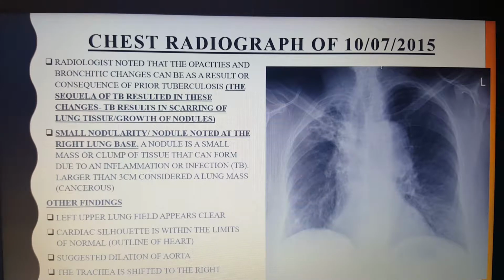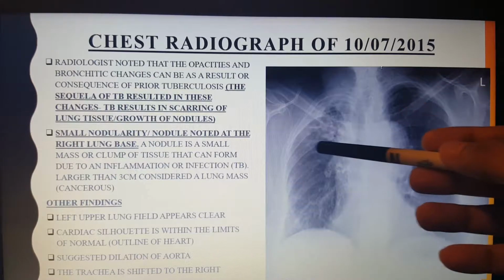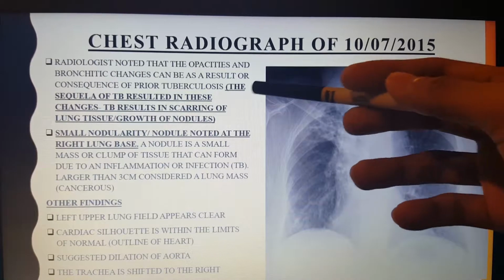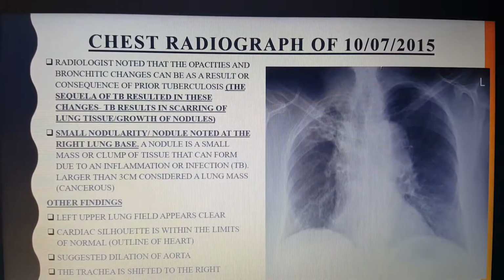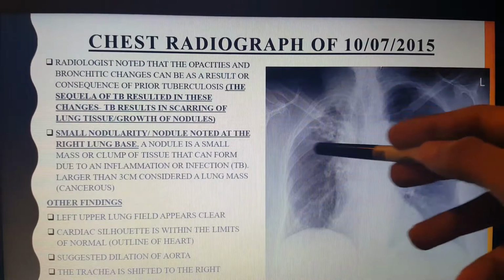a result or consequence of prior tuberculosis. Basically what the radiologist meant was that due to the prior tuberculosis, these opacities may have been formed due to that. It's actually the sequelae of TB that resulted in these changes. That's what he basically meant.